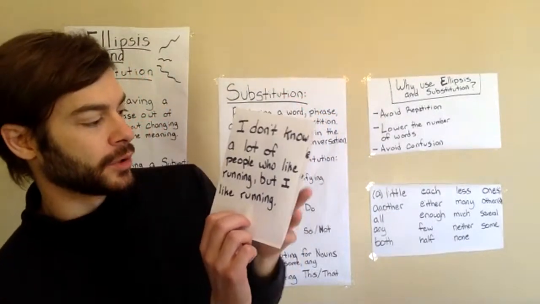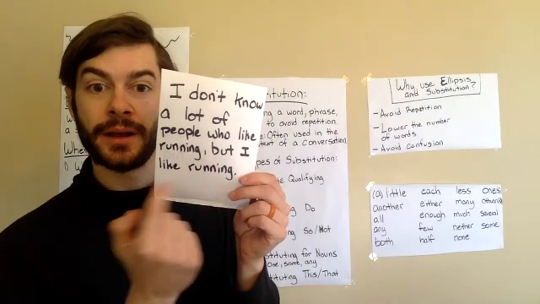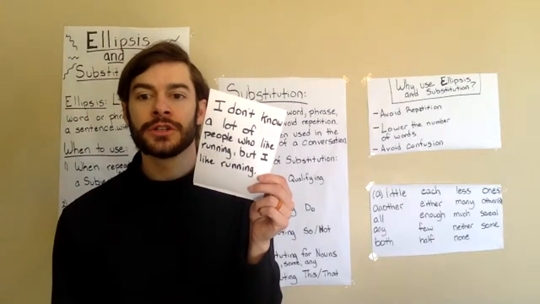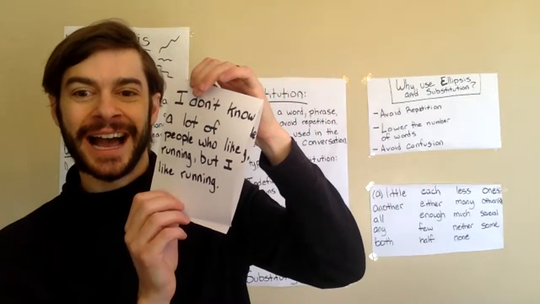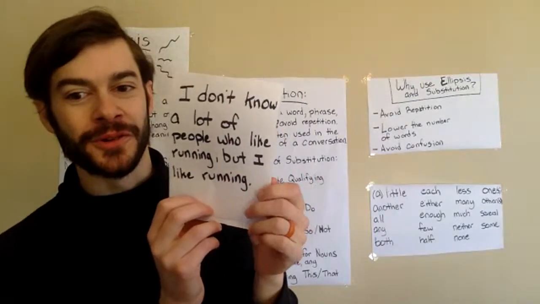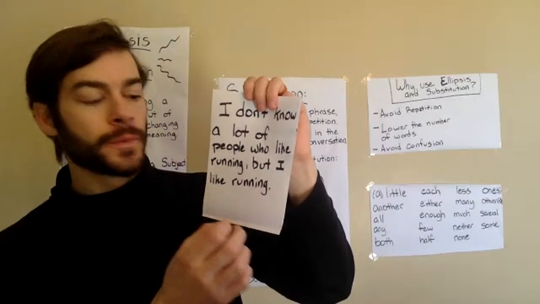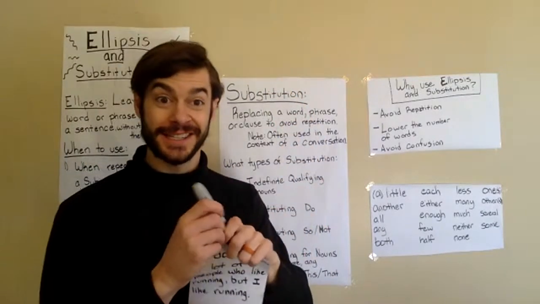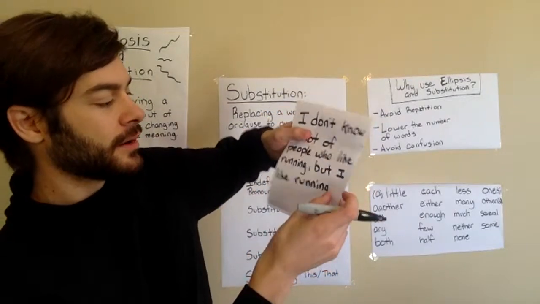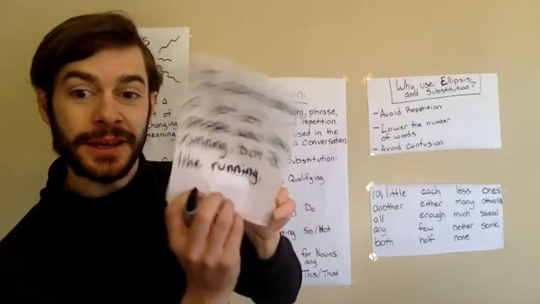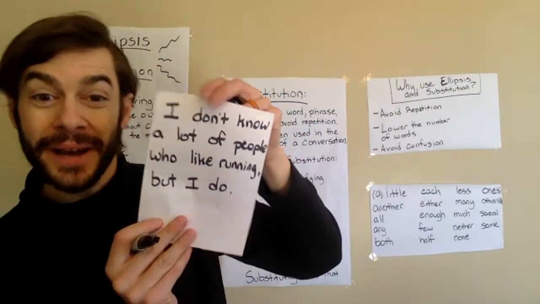I don't know a lot of people who like running, but I like running. Okay, I don't know a lot of people who like running, but I like running. Does anyone know what we can change here? What can we change? Oh, excellent. I'm seeing I do. Okay, excellent. So what we want to change here is, when we're putting in do, we're substituting a piece of the sentence. So we're substituting the thing that has been repeated. What's been repeated here is like running. So we can take out like running, and we can change it with, I don't know a lot of people who like running, but I do.